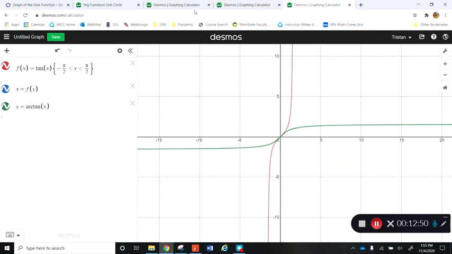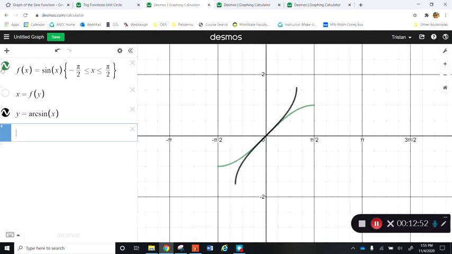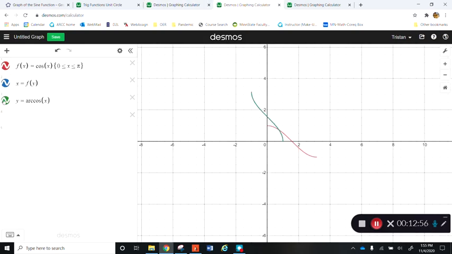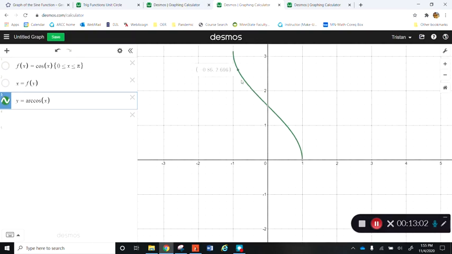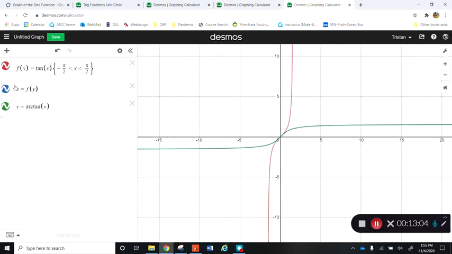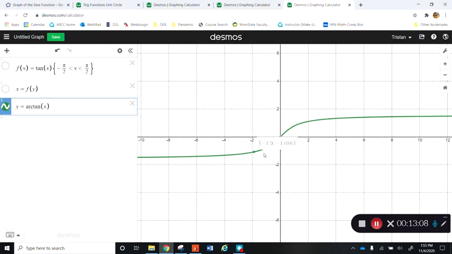Okay, so there are the three graphs. There's the graph of arc sine. There's the graph of arc cosine. Okay, arc sine, arc cosine looks like that. And then arc tangent looks like that right there.